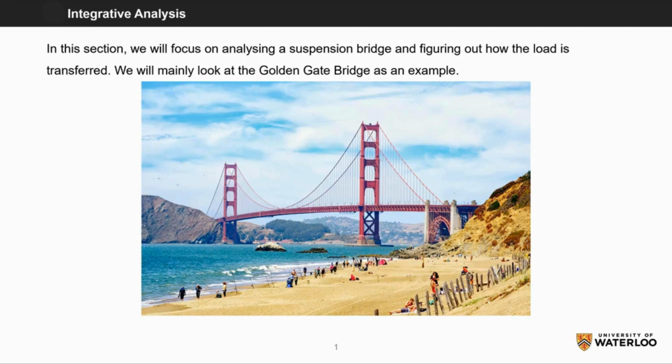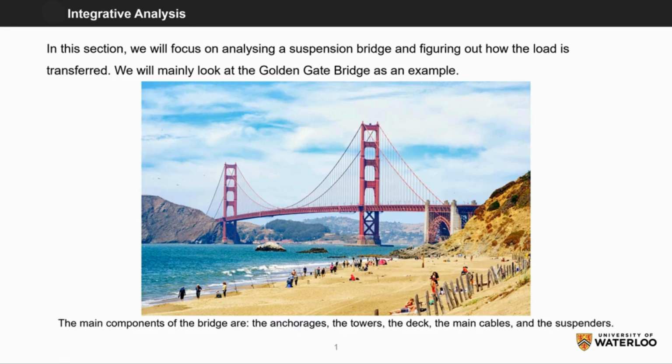In this section, we will focus on analyzing a suspension bridge and figuring out how the load is transferred. We will mainly look at the Golden Gate Bridge as an example. The main components of the bridge are the anchorages, towers, the deck, the main cables, and the suspenders.